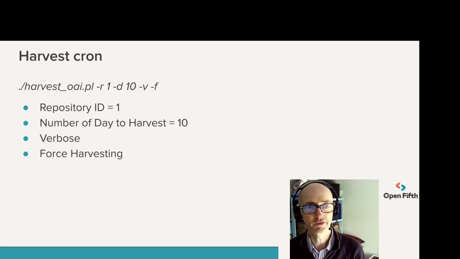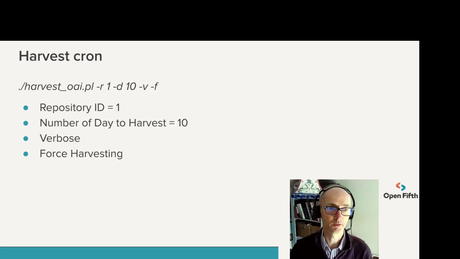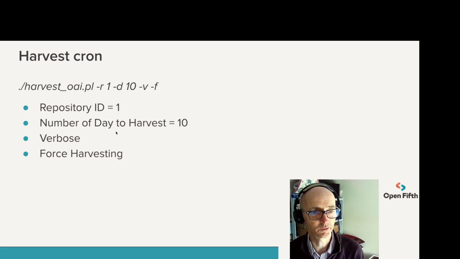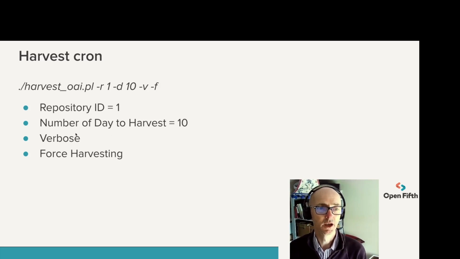So if we want it to harvest every night, once a week or once a month, we could change the parameters of this. In this case, I pass the repository ID number, and I only have one repository in my system, so it's repository number 1. Then how many days to harvest, so we can harvest incrementally if, say, records are being added every day. We don't want to harvest them all every day, but we want to incrementally catch up. We can set verbose output, so we can see a little more about what's going on with the harvesting script, and then we can force the harvesting to go ahead.